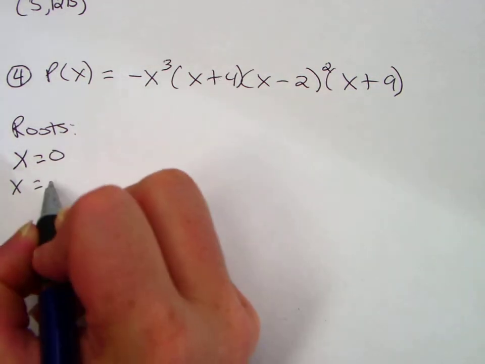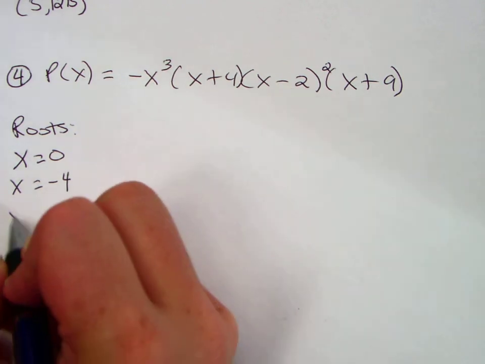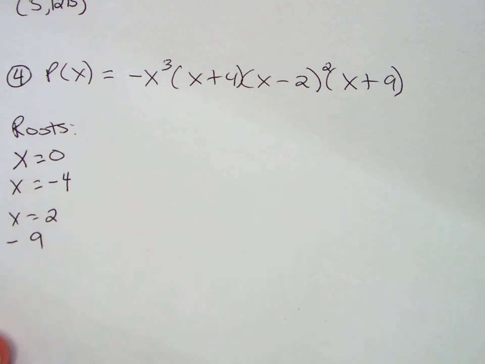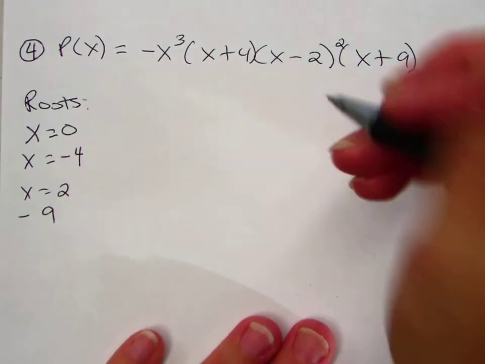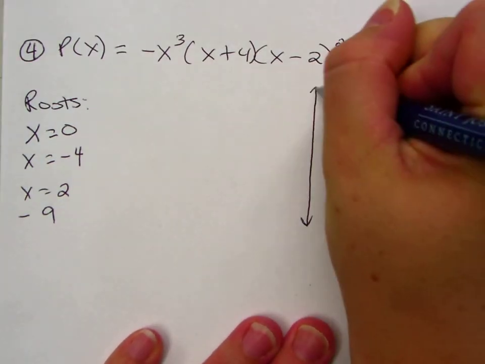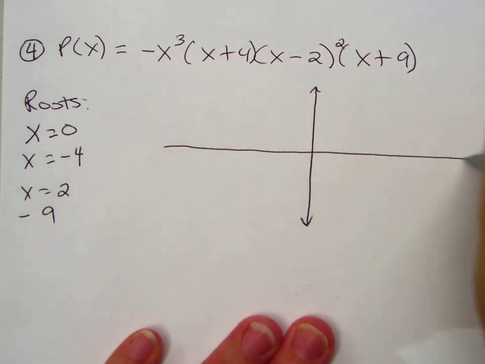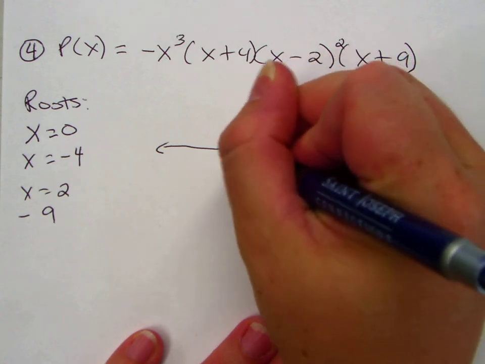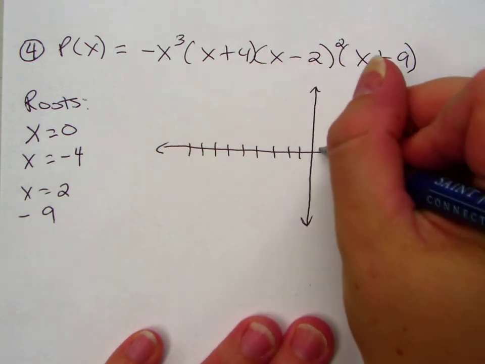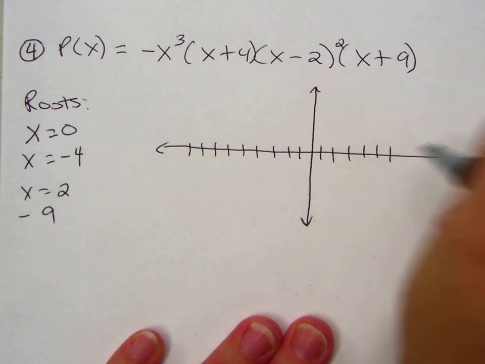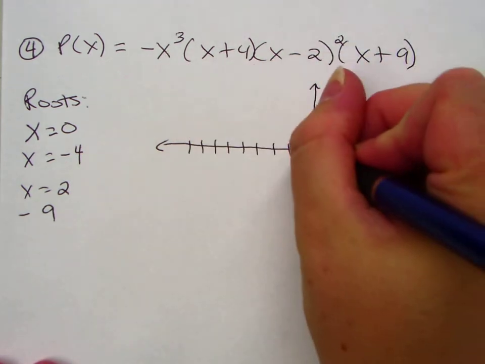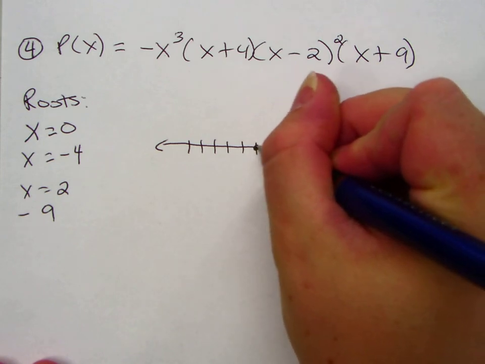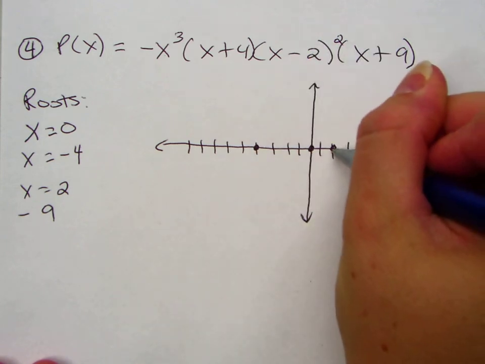Change the sign. Negative 4. Change the sign. 2. Change the sign. Negative 9. Crap load of roots. All right, so we have 0, negative 4, 1, 2, 3, 4, positive 2, negative 9.